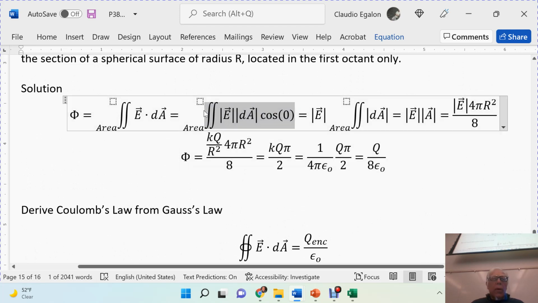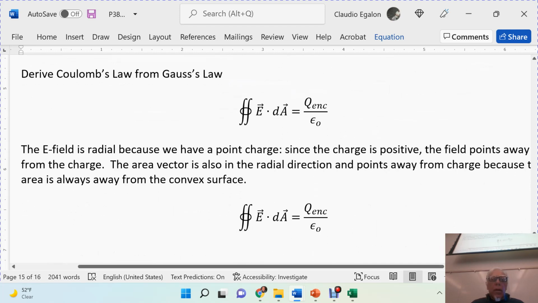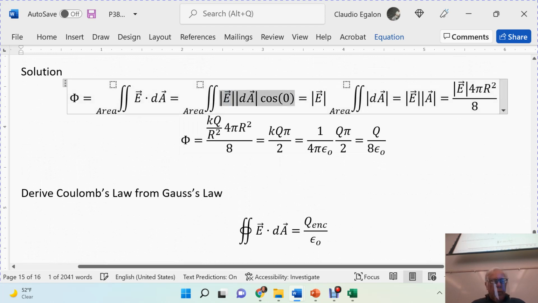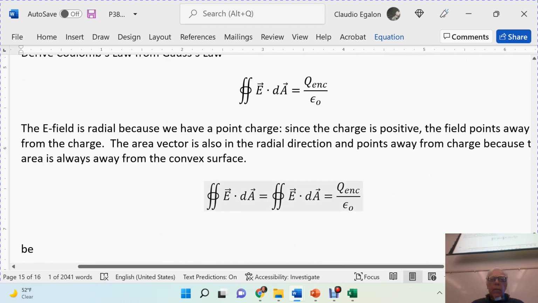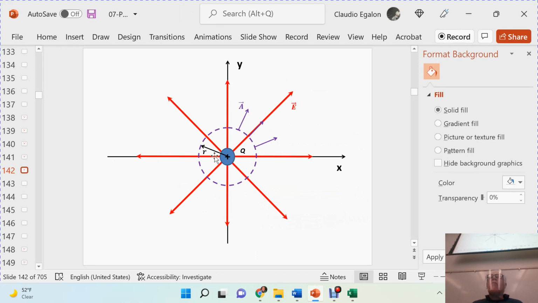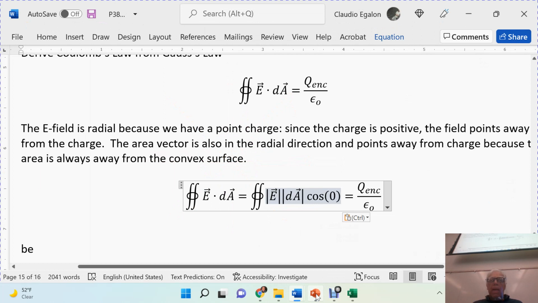This one here. Cosine of 0 again. I'm just doing the regular dot product here. And I have chosen a surface of radius lowercase r. So here we go, the next step: cosine of 0 is 1.